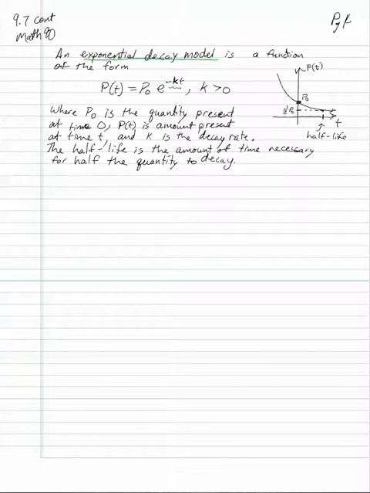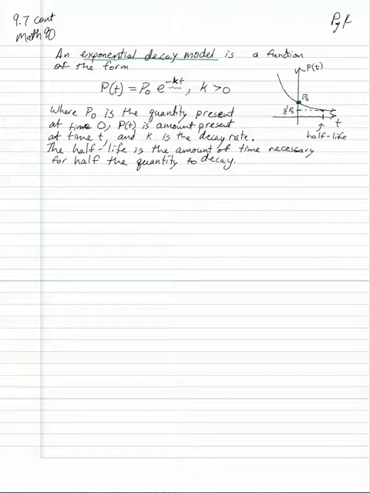Okay, so p sub 0, same thing, the original quantity. P of t is the amount present at time t, and then k is the decay rate, and then half-life would be a common problem for decay problems. It's the amount of time it takes to get half of the original amount.